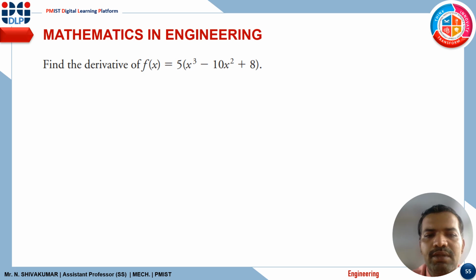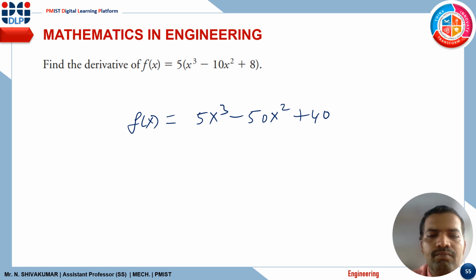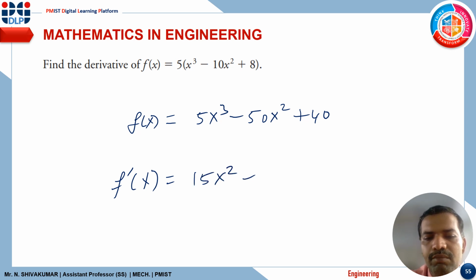Similarly, 5x cube... you just need to multiply. 5x cube minus 50x square plus 40. Okay, so this 40 goes to 0. f dash of x: so 3 into x square, 5 3s are 15, x square minus 100x plus 0. Okay, so that is the thing.